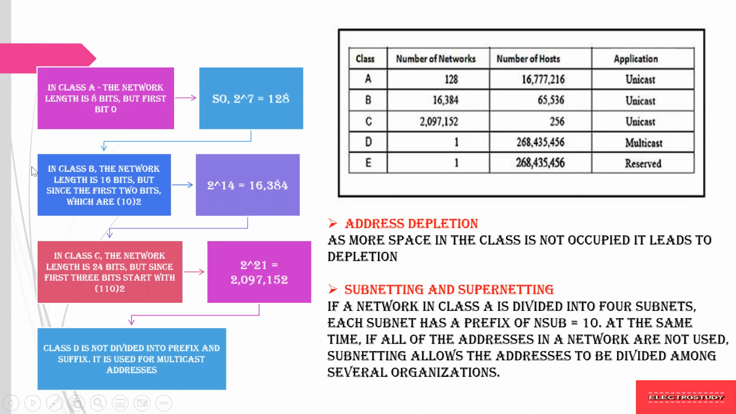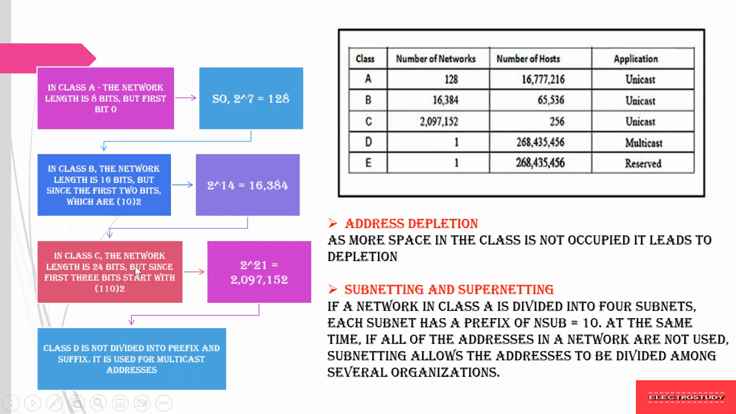When you form this, the value will come and the number of hosts will be this much. Next, in class B, the complete length is 16 bits. In that 16 bits, the first 2 digits will be 10. If it is 10, it belongs to class B. When you exclude the first 2 digits, it becomes 14 bits. So 2 to the power of 14 forms this number. This many networks can be connected, 16,384.